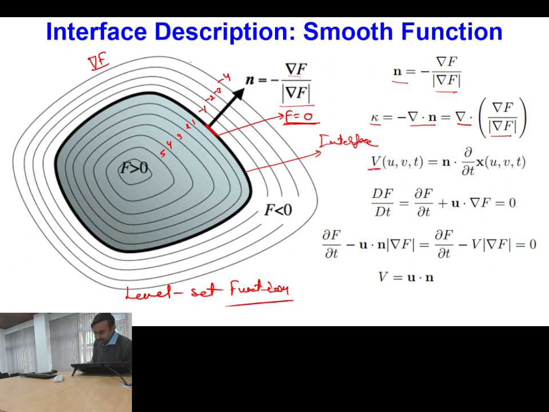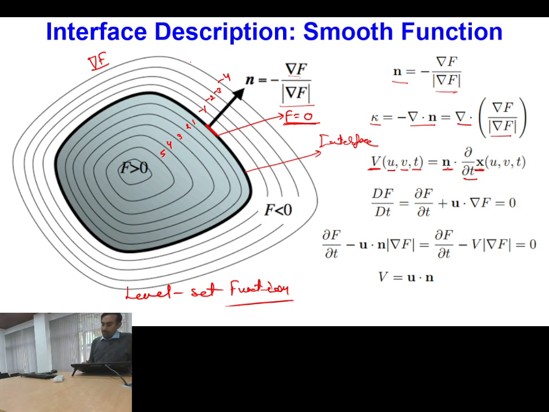Say the velocity of the interface is given by u, v, comma t, where u, v are parameters corresponding to the interface location and t is the time instant. That can be written in terms of del by del t of the position vector. If I know the interface position and take del by del t of that, I will get the total interface velocity. But if I have to calculate this interface velocity in the normal direction, I take the component of this velocity in the direction of the normal, so I multiply it with the unit normal vector.